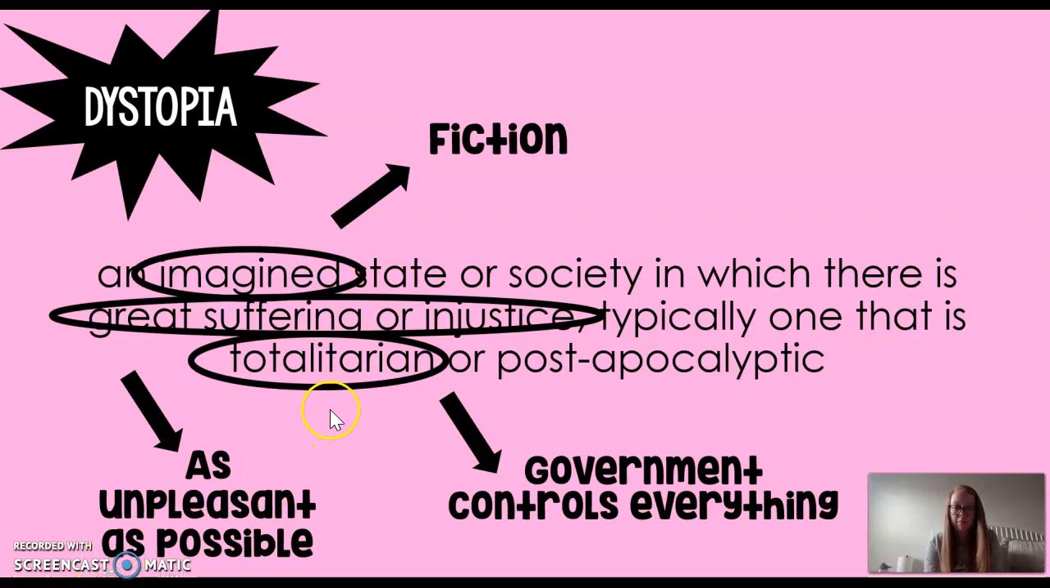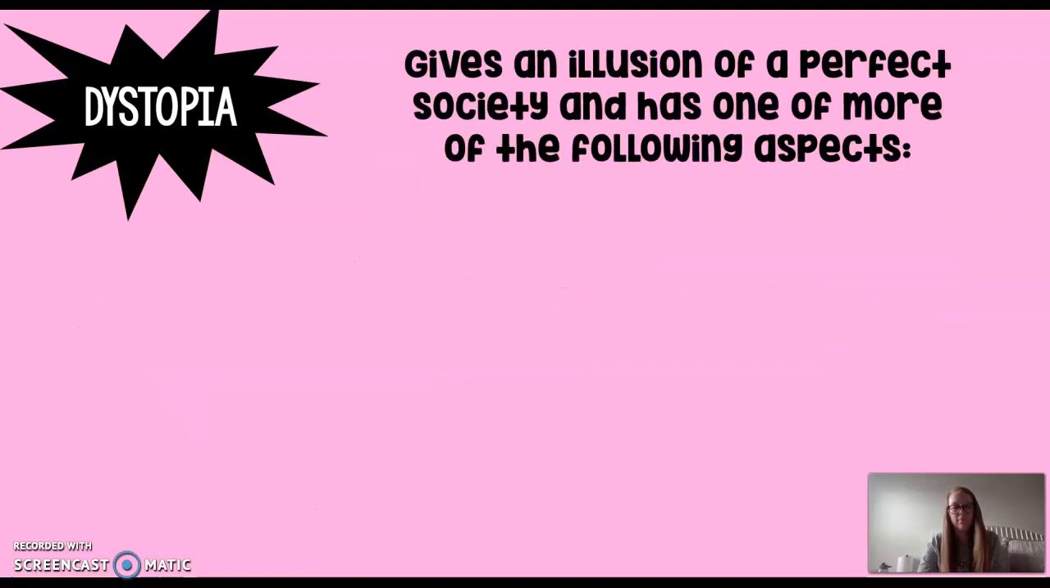It is unpleasant. And it is totalitarian or post-apocalyptic. The government controls everything. So basically what you need to know from this slide is that something happened, post-apocalyptic or totalitarian, something happened where the government had to make an extreme policy, right? Maybe zombies came, it was a prison outbreak, something happened and it forced extreme policies.